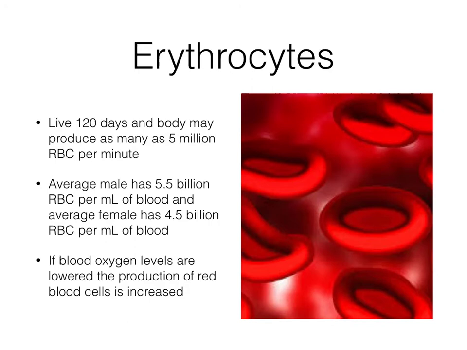Red blood cells only live up to 120 days, and the body may produce as many as 5 million red blood cells per minute. So you are constantly replacing them. The average male has 5.5 billion red blood cells per milliliter of blood, and the average female has 4.5 billion red blood cells per milliliter of blood. If blood oxygen levels are lowered, the production of red blood cells increases. So this would be a homeostasis control.